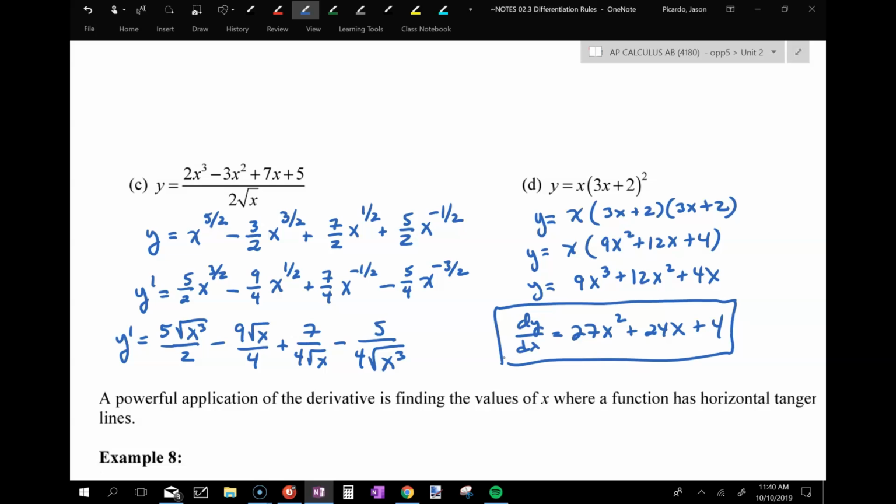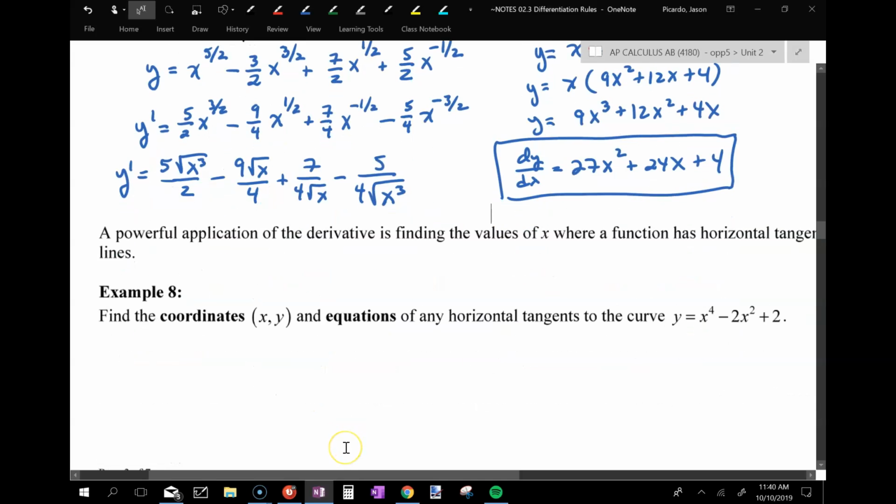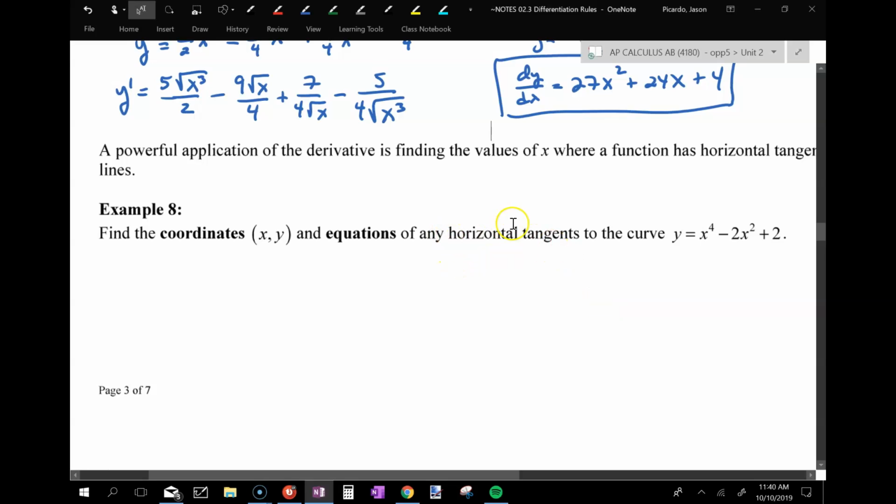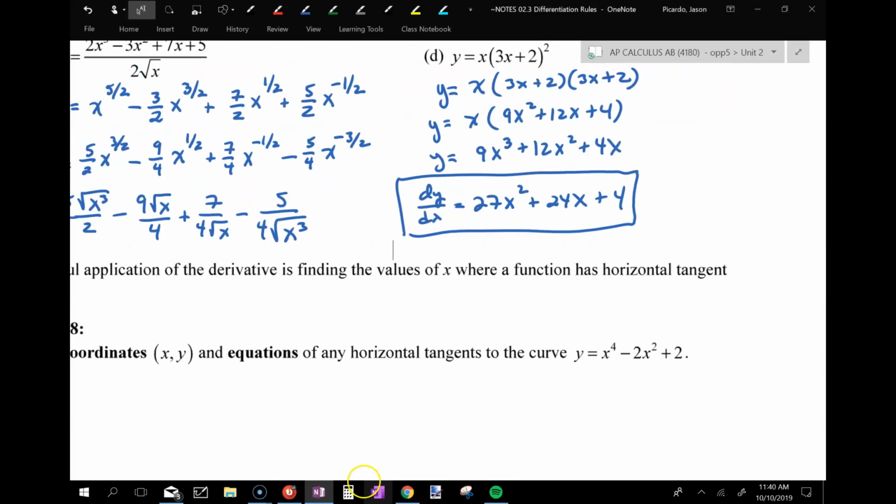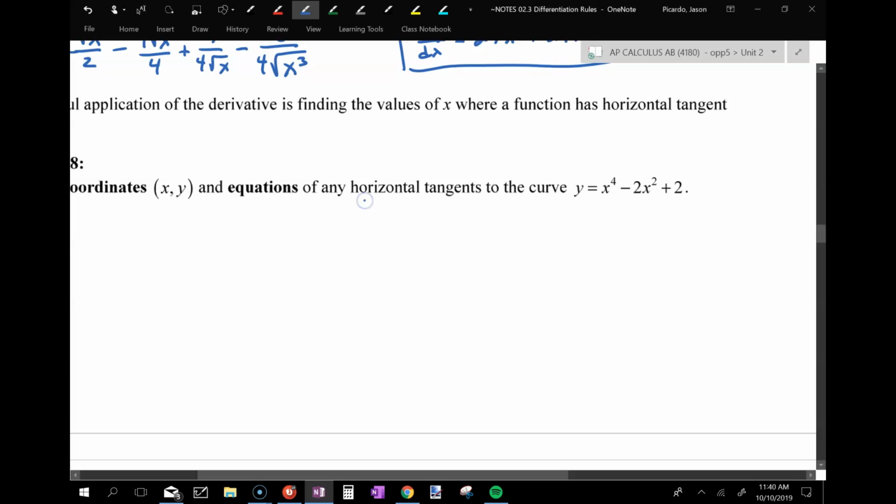So one of the most powerful applications for derivatives is being able to find horizontal tangents, right? Because guys, if I can find a horizontal tangent, then that's where the slope had to equal 0. And if I know where the slope equaled 0, then I have a maximum or minimum of the curve, right? So that's really powerful. Okay?